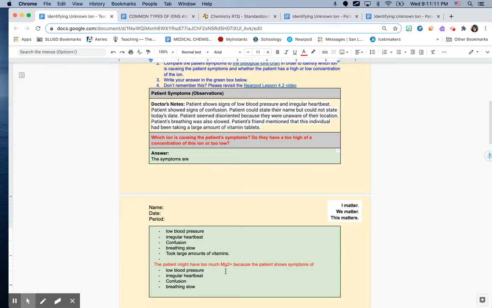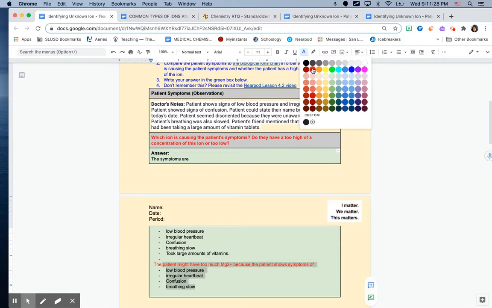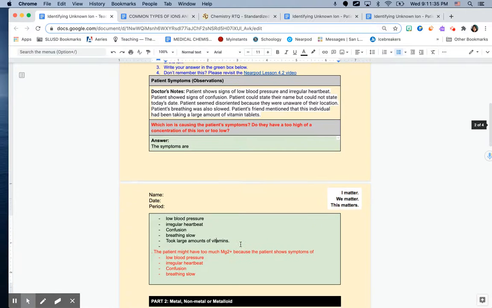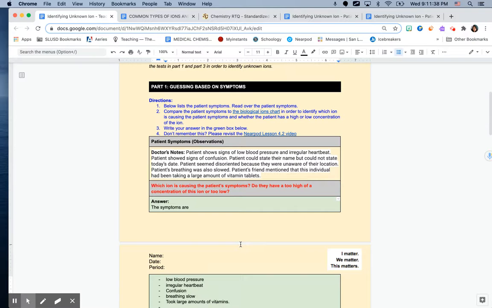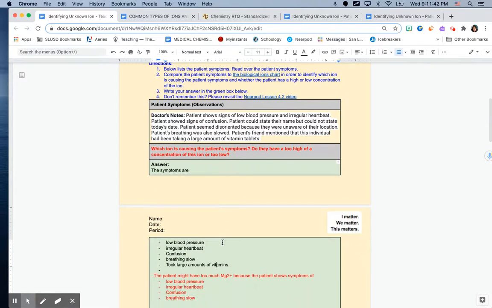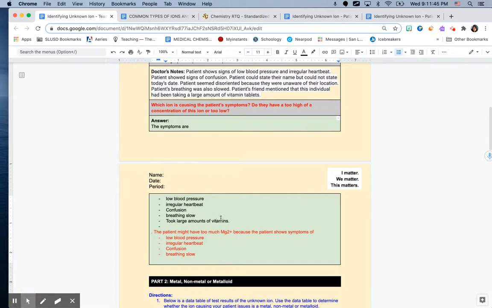Know that in part 1, you can guess one specific ion, or you can guess a couple. I just want to see what you think the patient has too much or too little of. We might not have an exact answer just yet because this is just part 1, and eventually, when we get to parts 2 and 3, hopefully we'll narrow that down. Hopefully this helps you out with completing part 1. If you get stuck on parts 2 and 3, feel free to watch the other videos.